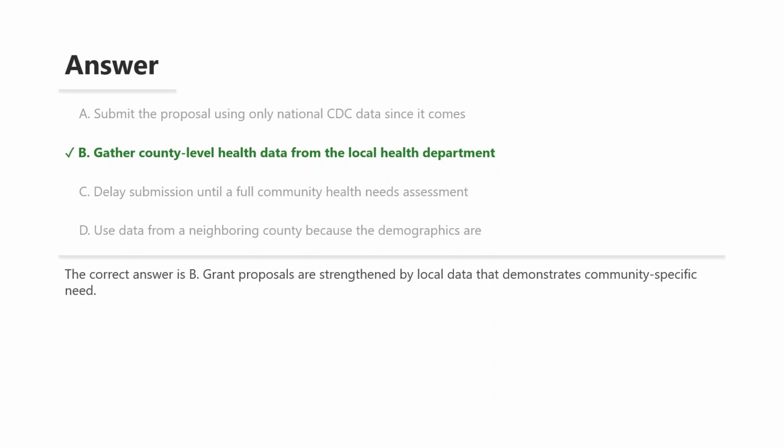Option A relies solely on national data, which does not demonstrate knowledge of the specific community. Option C is unnecessarily extreme and would miss the funding deadline. Option D uses data from a different community, which undermines the proposal's credibility and may not accurately reflect the target community situation.